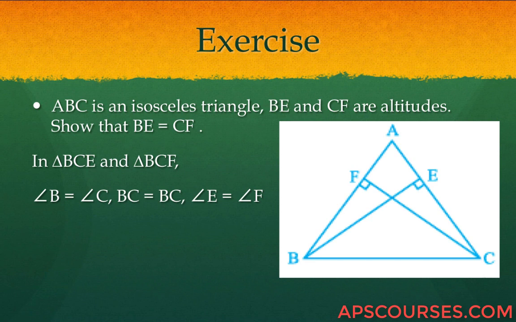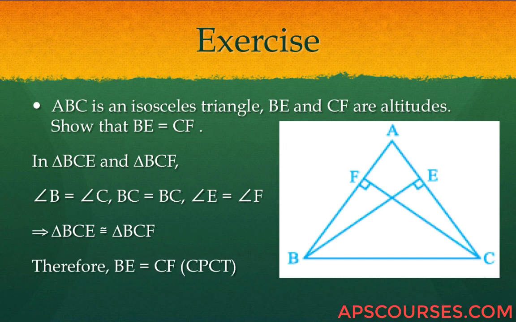Angle B is equal to angle C. BC is the common base for both these triangles, and angle E and angle F are both 90 degrees. Therefore, both these triangles are congruent, and hence using CPCT you can say that BE is equal to CF.